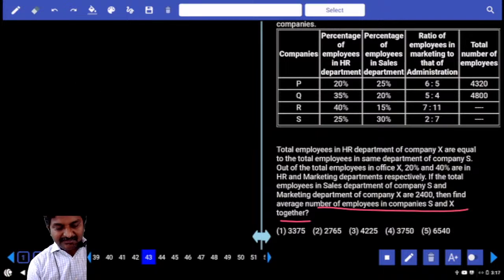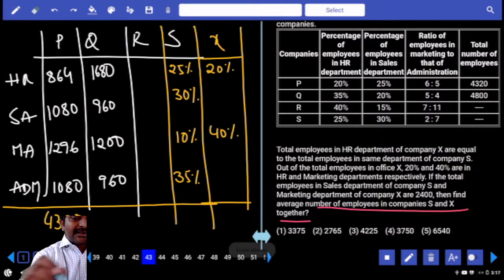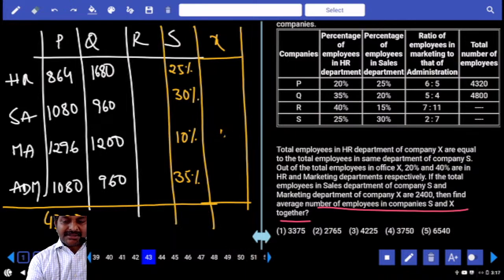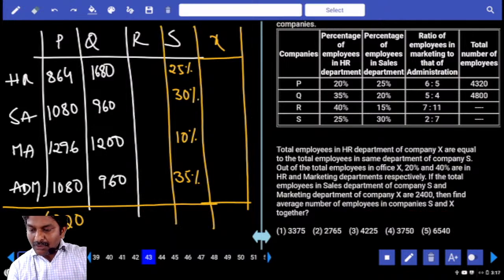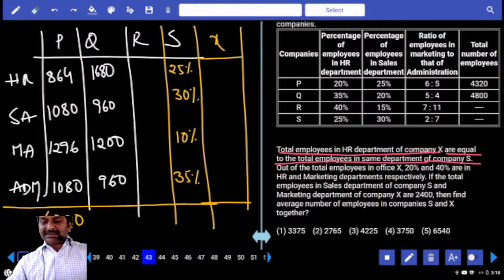We are mistaken. We have done something wrong. Look at this. First condition itself. Total employees in HR department of company X are equal to the total employees in the same department of company S. Same department meaning which department? Come on. HR department. So that means here also we have 25%. They both are same.